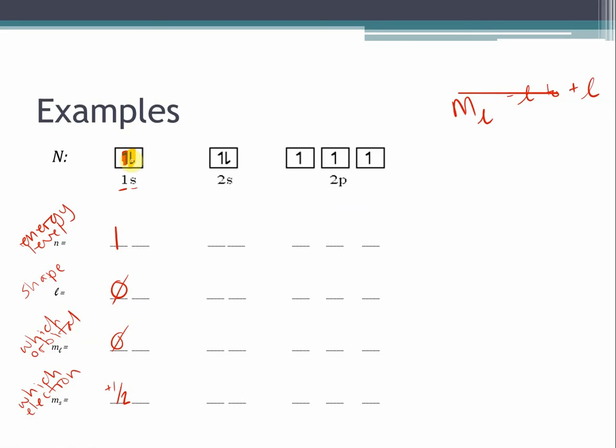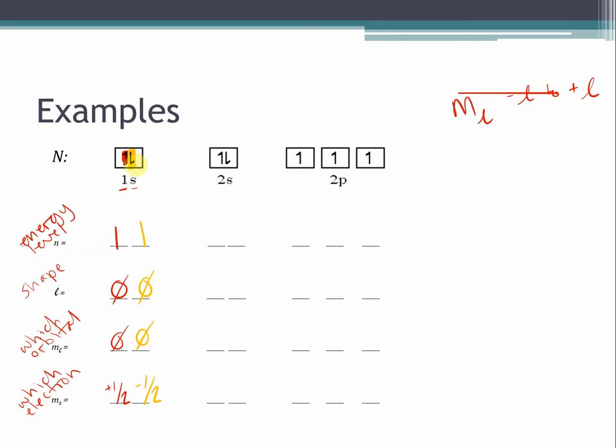This electron here, they're in the same orbital, so they're in the same energy level, n equals 1. They're in the same shape orbital, L equals 0, s orbital. They are in the same exact orbital, the 0 orbital, but this one spins down. So it's got a negative 1/2 spin. So again, this is your Pauli exclusion principle at work.